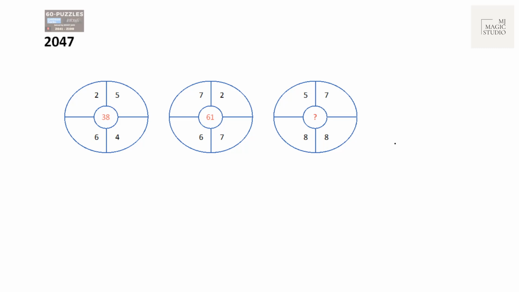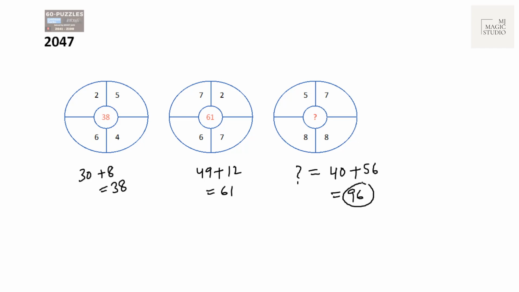Wonderful. We have solved one of this kind before, and let's try out some specification with that. How to get this 38. Okay, 6 into 5 is 30 and 2 into 4 is 8. That will give us 38. Let's try this. 7 into 7 is 49 plus 6 into 2 is 12. That will give us 61. Bingo. That means this question mark value should be 5 into 8 is 40 plus 8 into 7 is 56. That should be 96. I'll put 96 in this place.